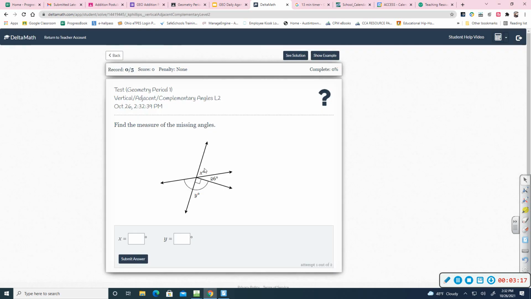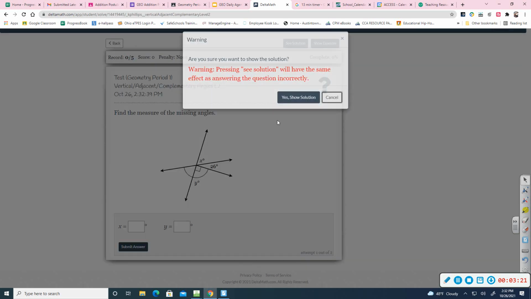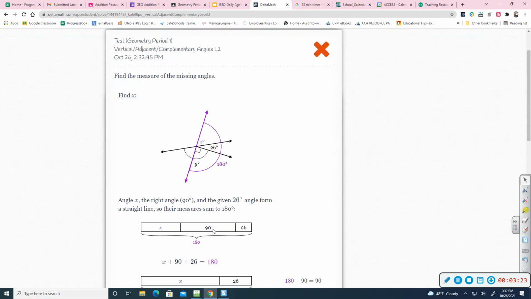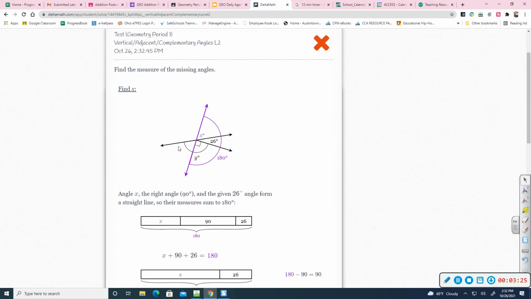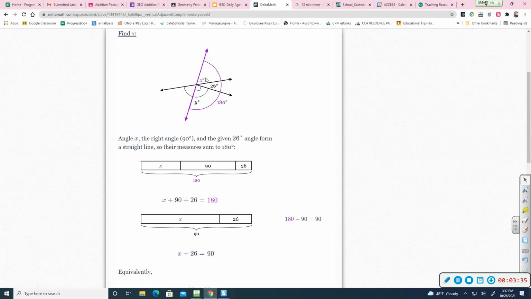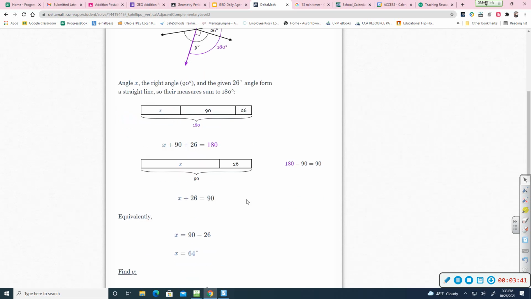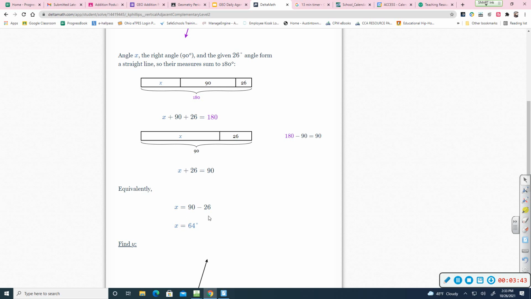Then the third part here is very similar to section 2, except it's a little more complicated. So let's look at how we would do a problem like this. Again, when you click Show Solution, or if you click Show Example on Delta Math, it will show you more examples. So again, just like we did in the other one, we need to know our definitions. So here, X and this 26 degree angle, they are going to form a right angle, which means they add up to 90 degrees. So you're going to take 90, subtract that 26, you get X is 64.